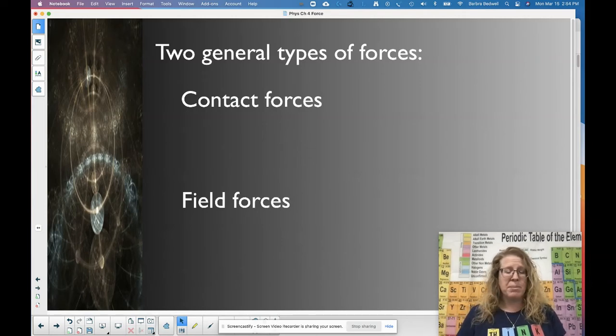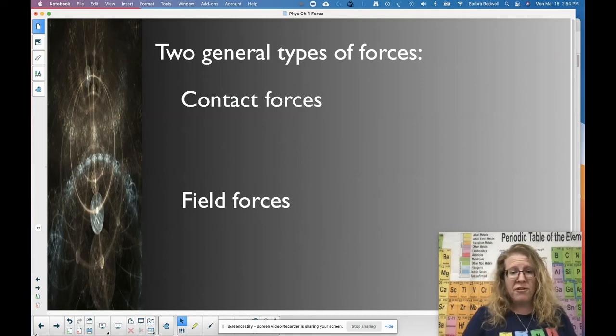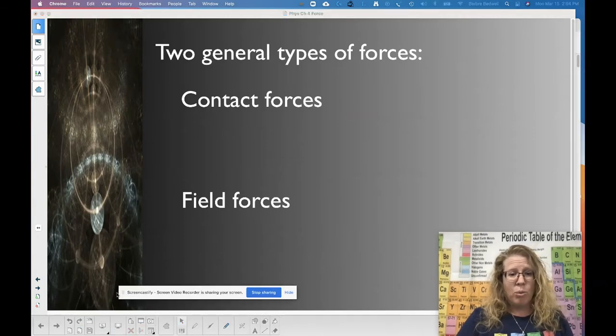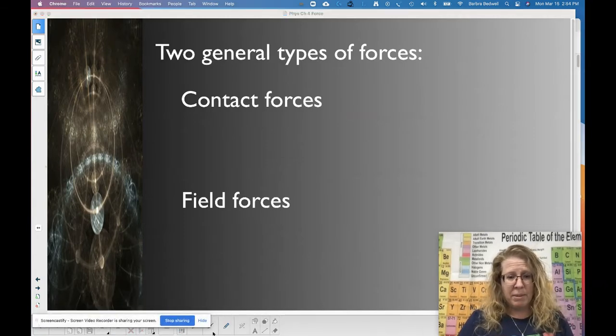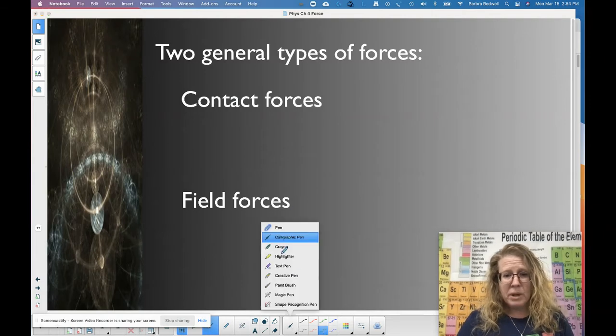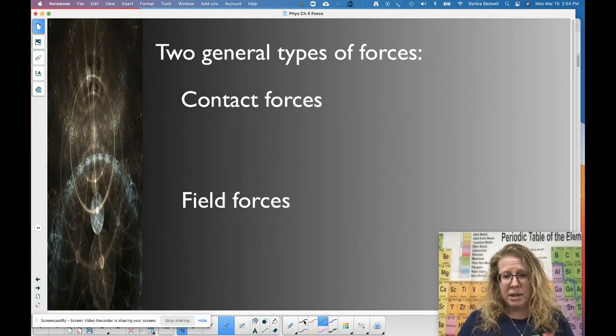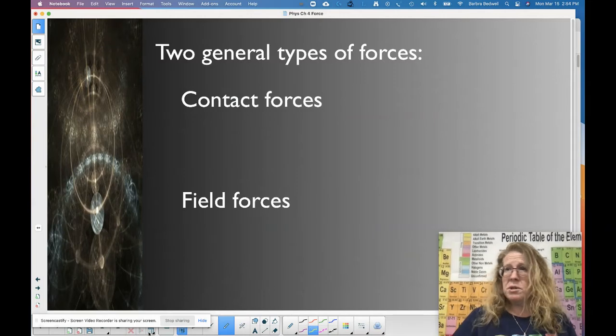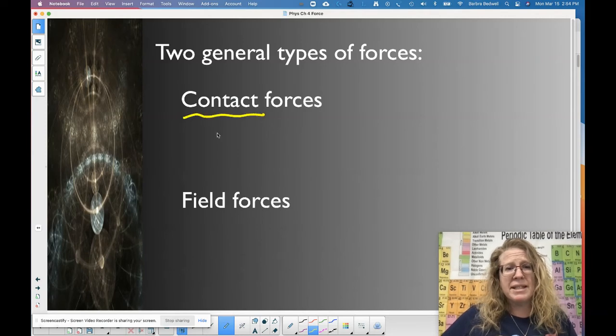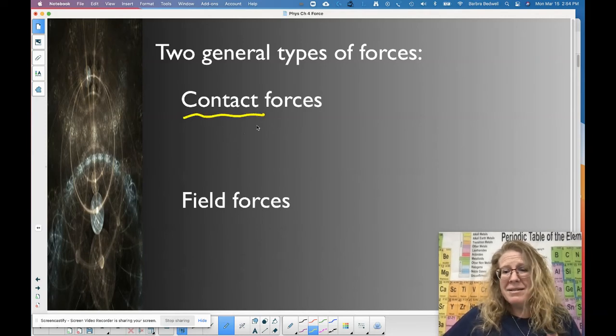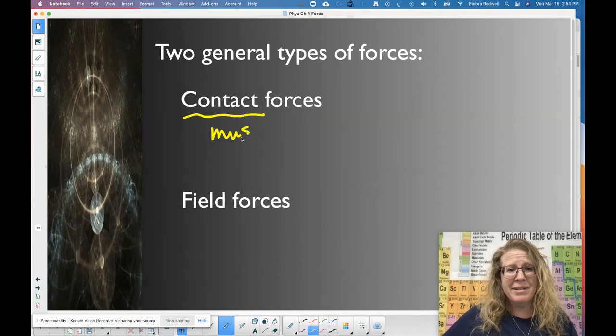I'll go through a bunch of examples on the next slide. But in terms of defining what a contact force or a field force is, it's actually a relatively simple definition. Contact force, super easy. If I slap you in the face, I have applied a contact force. Contact forces, when we're talking about these, require contact. They must contact.